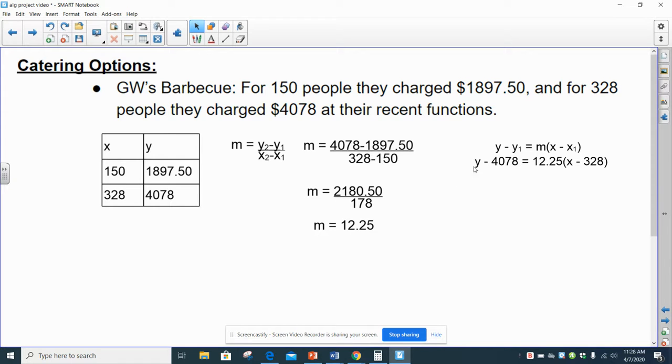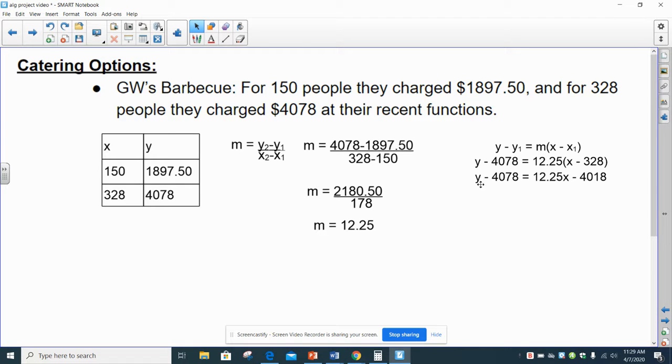Okay, so now I just need to simplify this equation so it's more usable. So what I'm going to do is distribute the 12.25 times the x and the 12.25 times the 328. And that leaves me right here with 12.25x minus, when you multiply 12.25 times 328, that gives you the 4018.